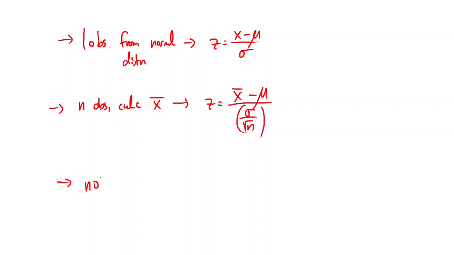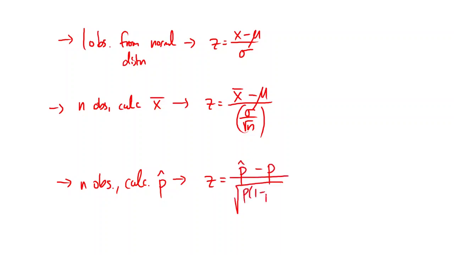And then the one we just talked about is that if you're taking n observations, but you're not calculating a mean, you're calculating a sample proportion, then it's the same process, but the z-score formula now looks like this. Right? So there's basically 3 different z-score formulas. And it's all just based on what you're doing, what the application is.